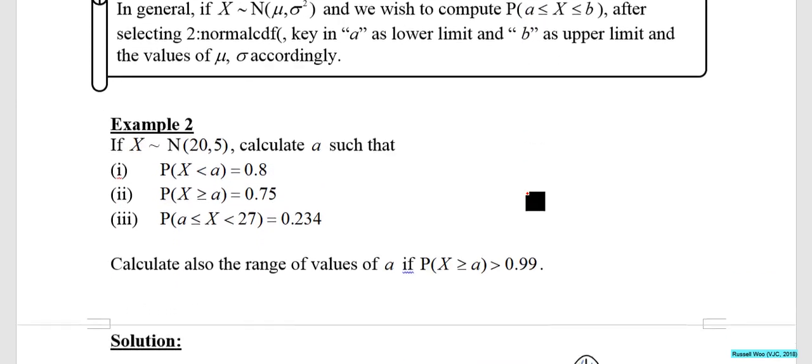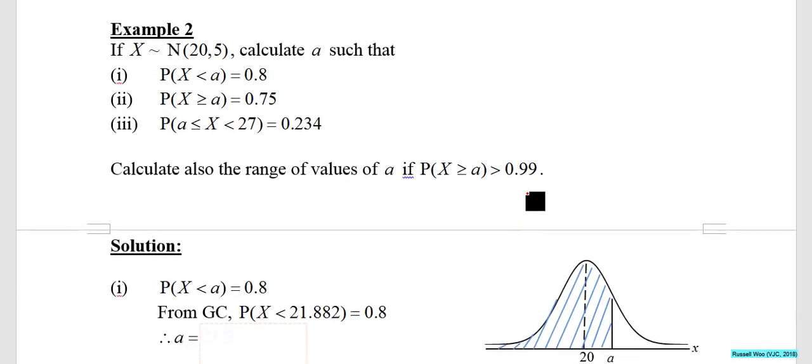The rest I don't want to go through. Now next, example 2. Now in example 1, you are asked to find probability. That means area under the curve. Make sense? Now what if they ask it in a reverse way?